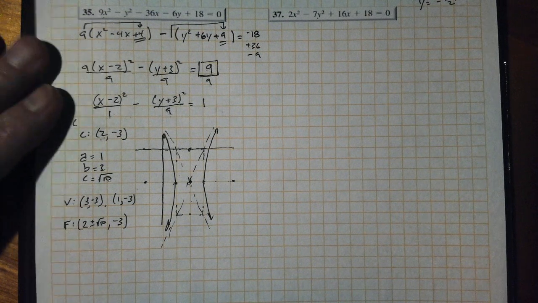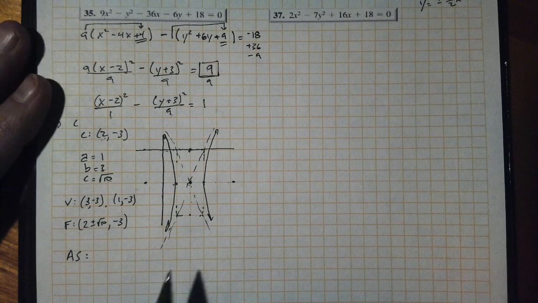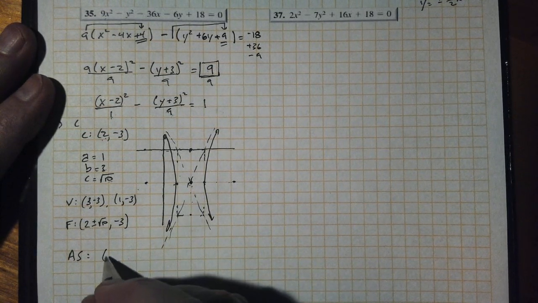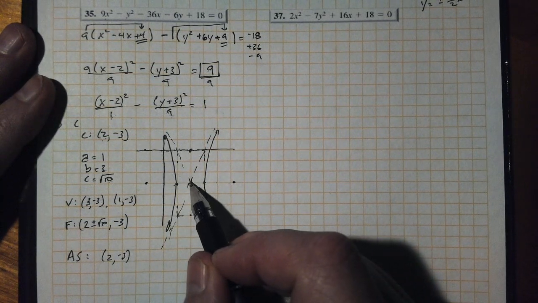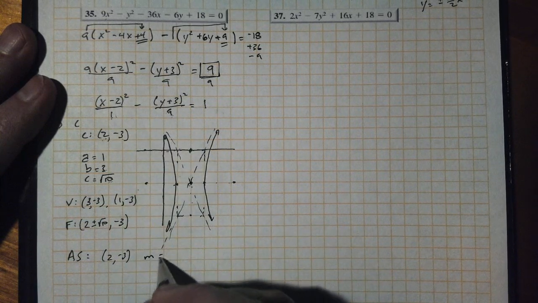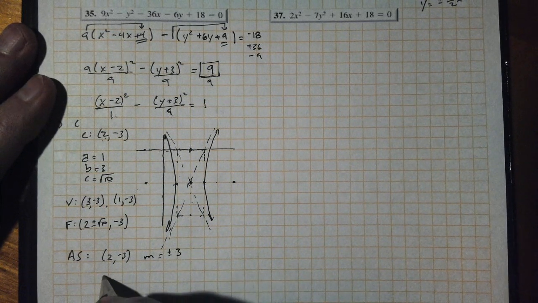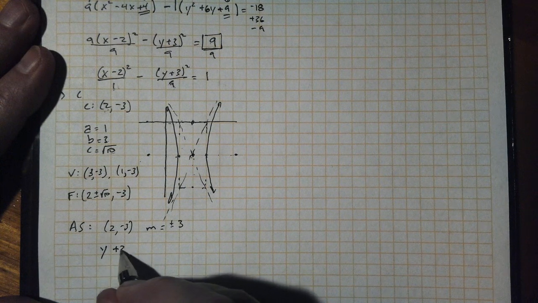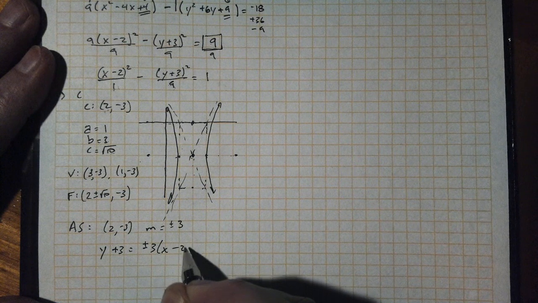Okay, so there's our foci and our asymptotes. We break this down for you. We've got a point that both asymptotes go through, 2, -3, and our slopes, as we built the box, we went up 3 over 1. Our slopes are plus or minus 3. So the equations are y minus -3, y plus 3 equals our slopes plus or minus 3 times x minus 2.